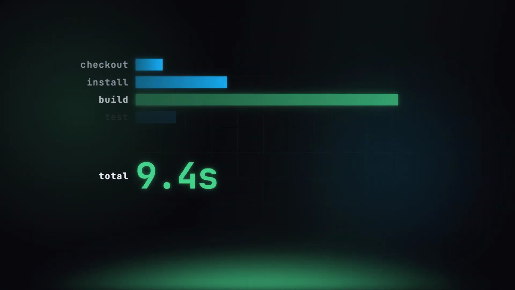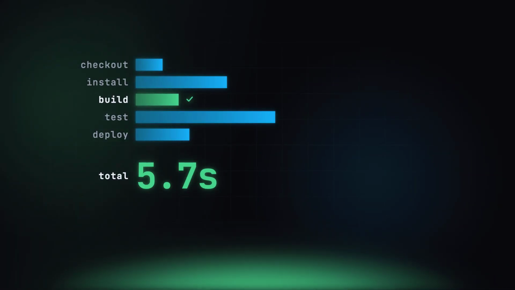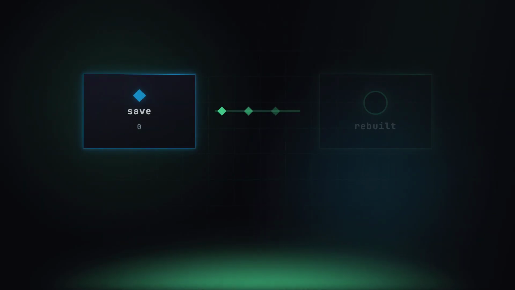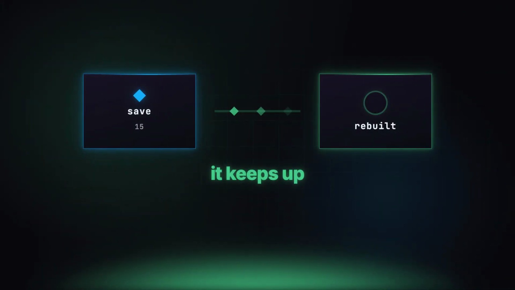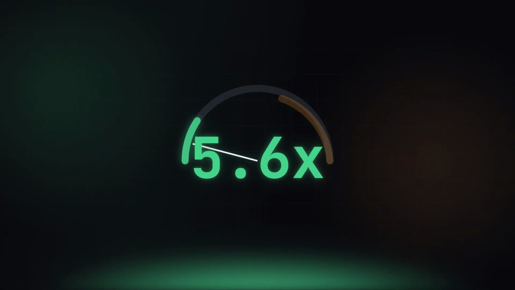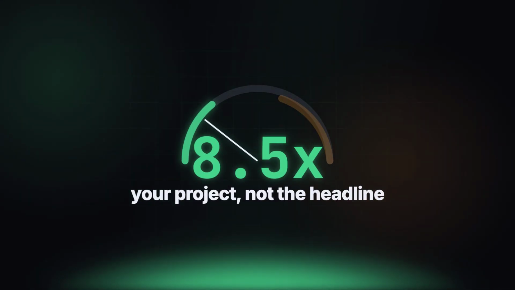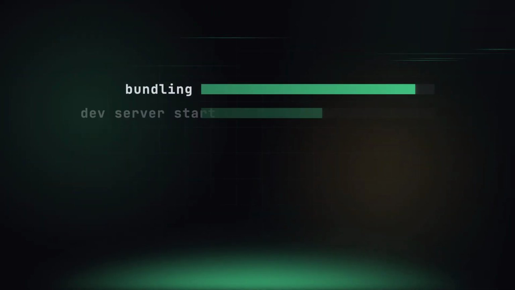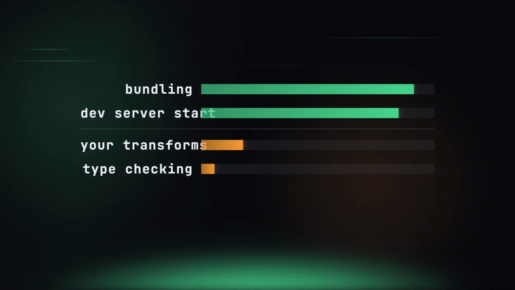In CI, the bundle step shrinks. And the total does not shrink as much because install and test did not change at all. Watch mode keeps up in a way that it did not before. Save quickly enough and the rebuilds stop queuing up behind each other. So expect a real improvement rather than the headline number. Most projects land somewhere well short of 30 and that is fine. Bundling and dev start much faster. Your own transforms and your type checking exactly the same.